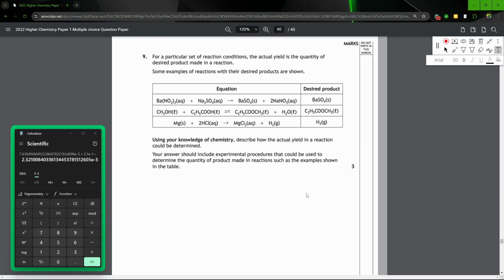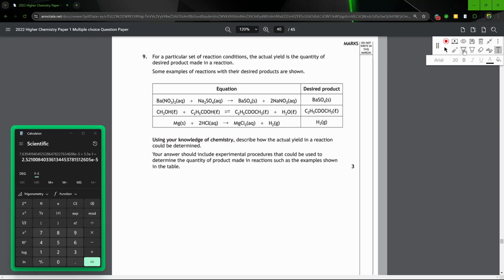Second, using your knowledge of chemistry question. For a particular set of reaction conditions, the actual yield is the quantity of desired products made in a reaction. Some examples of reactions in which the desired products are shown. Using knowledge of chemistry, describe how the actual yield in these reactions could be determined. Your answer should be in terms of experimental procedures that can be used to determine the quantity of products made in the reactions shown in the table. Okay. So basically what we want here is a system that could allow us to measure how much stuff is produced by each of these reactions, and it gives us 3 marks.